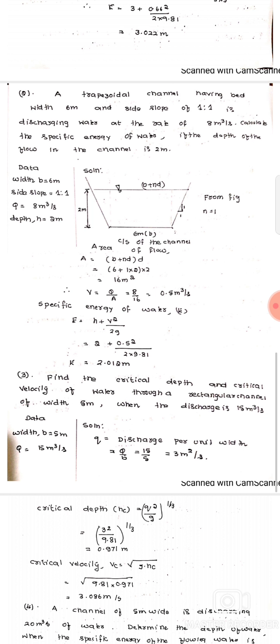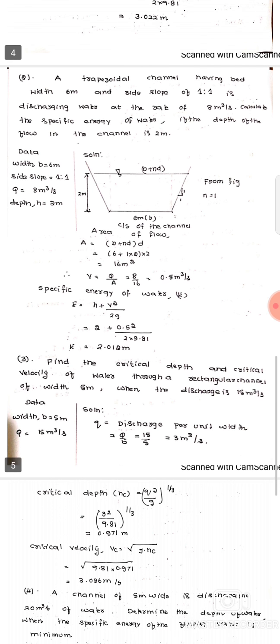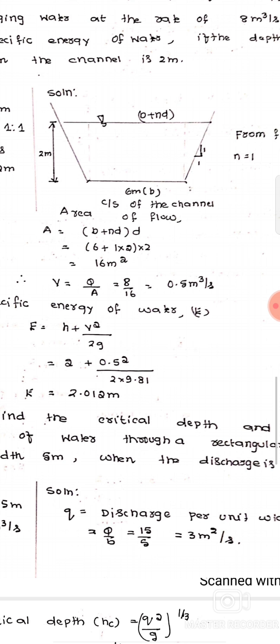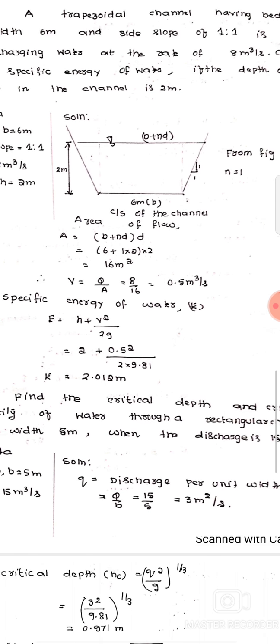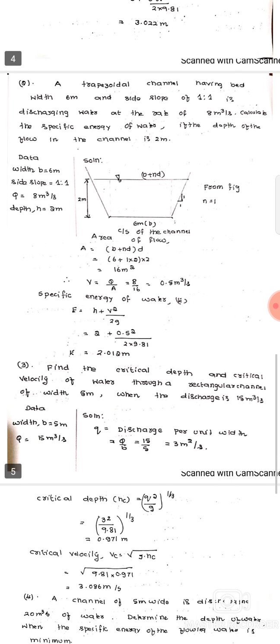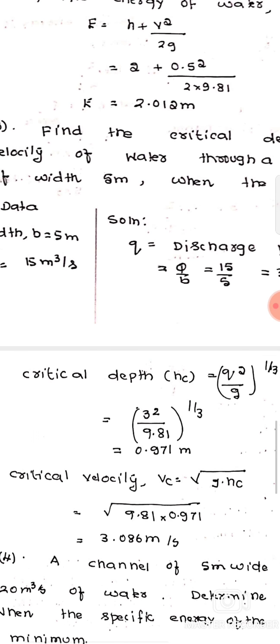Then the area of the trapezoidal channel will be A is equal to (B plus nD) into D. Then we can substitute B as 6 plus 1 into 2, into 2. So area is 16 meter square. Then the velocity is Q by A, that is 8 by 16. Then velocity is 0.5 meter per second. Then the specific energy will be E is equal to h plus V square by 2g, that is 2 plus 0.5 whole square by 2 into 9.81. Then E is equal to 2.012 meter.